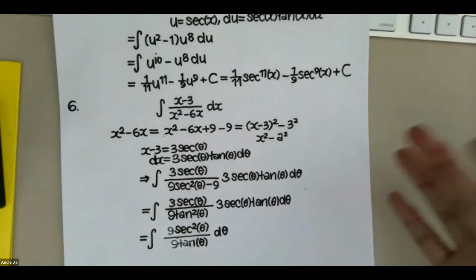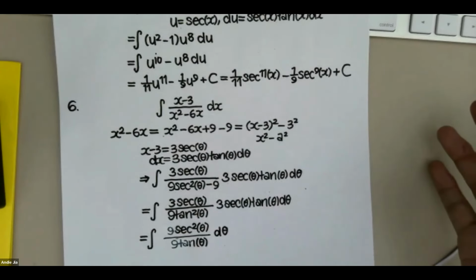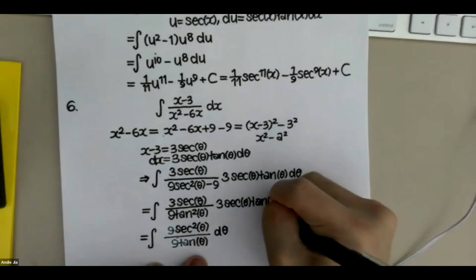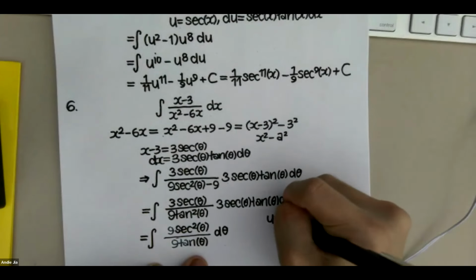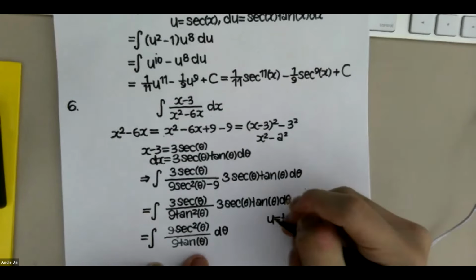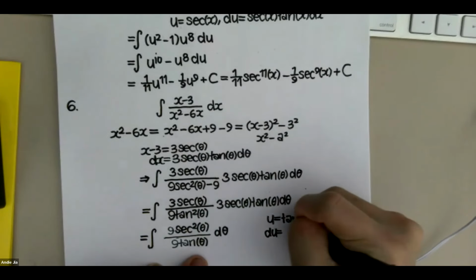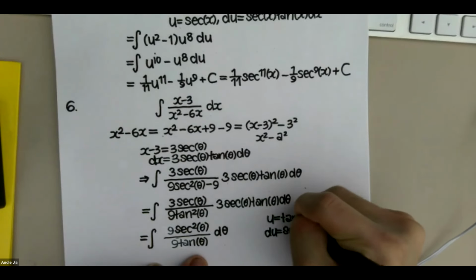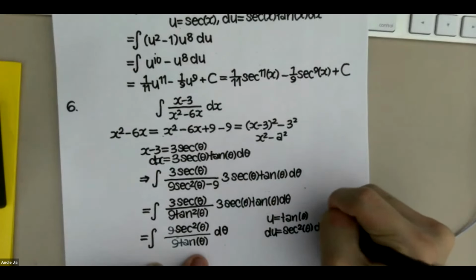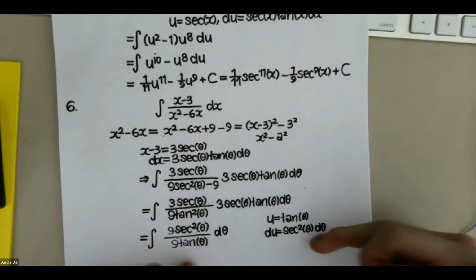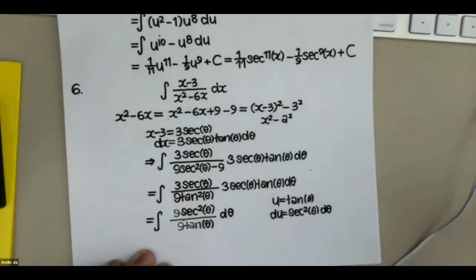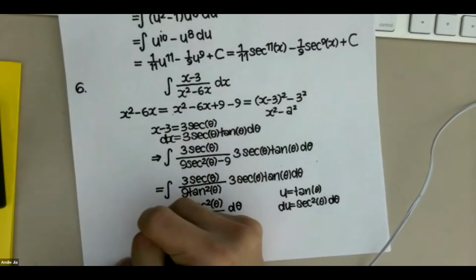I think now you can make a u substitution. Because if u equals tangent of theta, then du is secant squared of theta d theta, and then the dx can be canceled and 9 and 9 just becomes a 1.